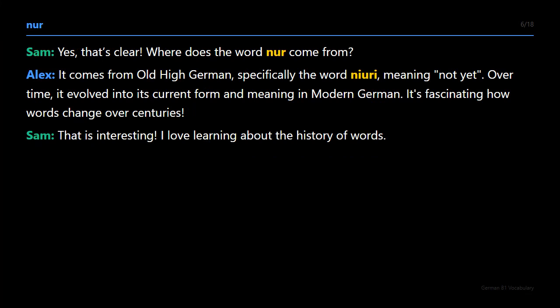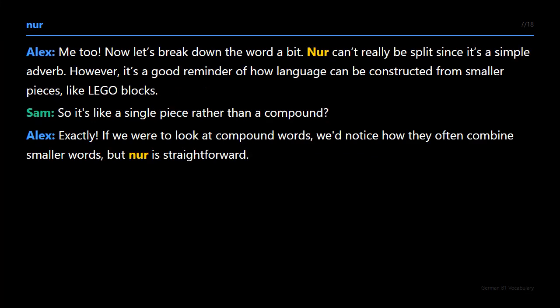Me too. Now let's break down the word a bit. Nur can't really be split since it's a simple adverb. However, it's a good reminder of how language can be constructed from smaller pieces, like Lego blocks. So it's like a single piece rather than a compound. Exactly. If we were to look at compound words, we'd notice how they often combine smaller words, but Nur is straightforward.